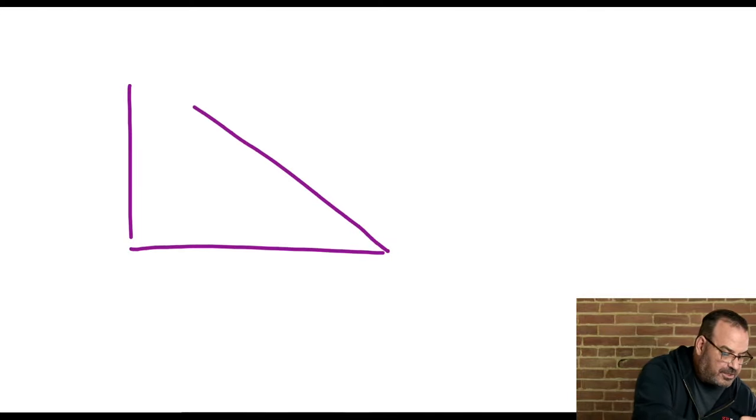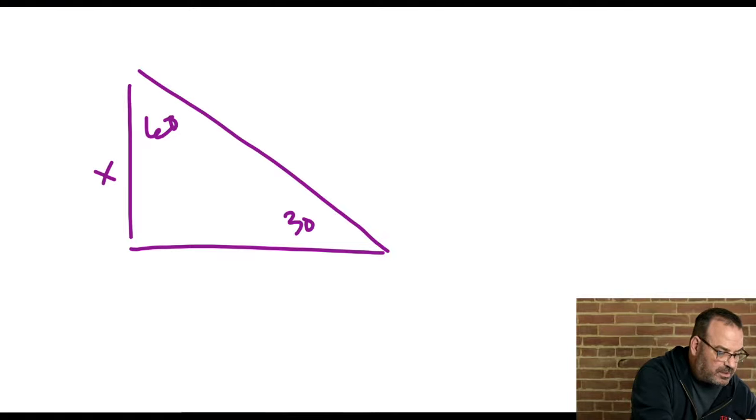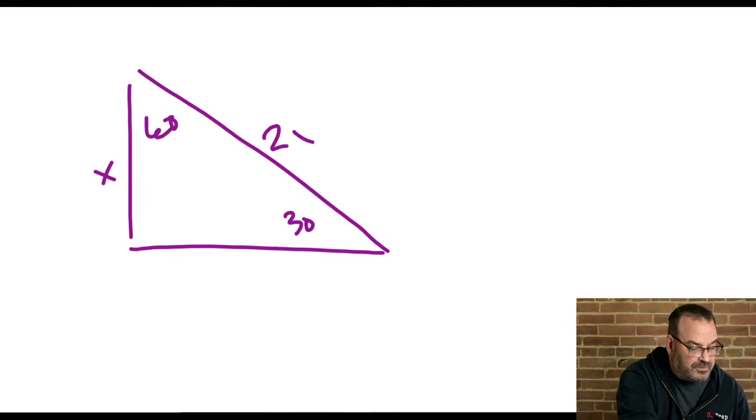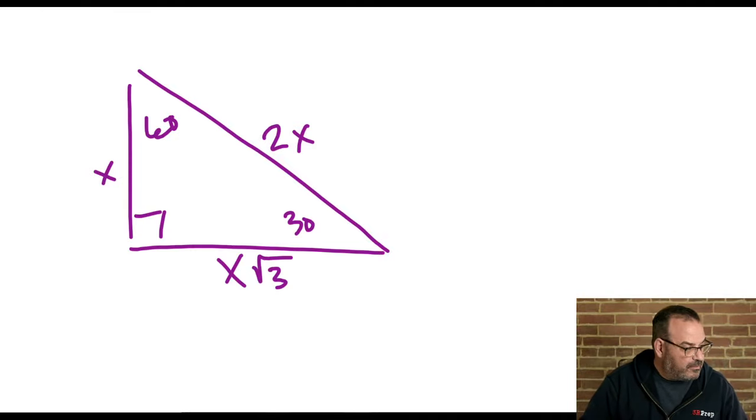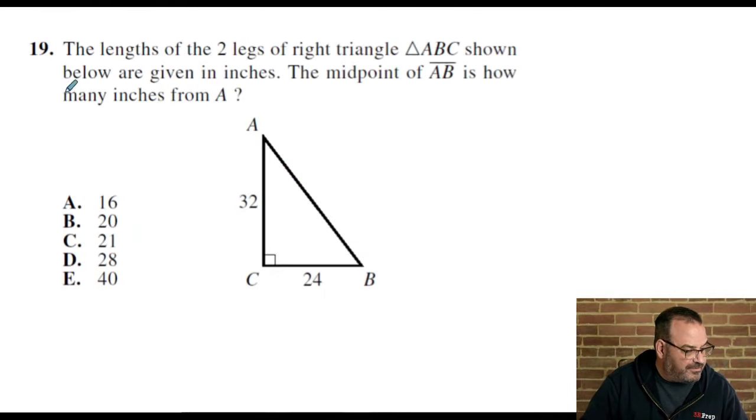The other one you should absolutely know is the 30, 60, 90. And the 30, 60, 90 has a short leg of x, a hypotenuse of 2x, and a long leg of x root 3. Definitely should know that right triangle. We're going to come up to the famous 3, 4, 5 here shortly.